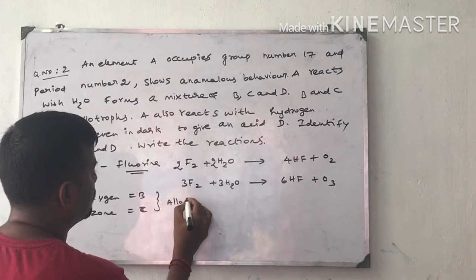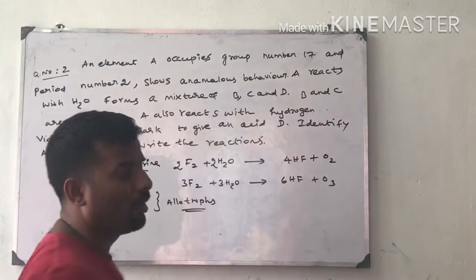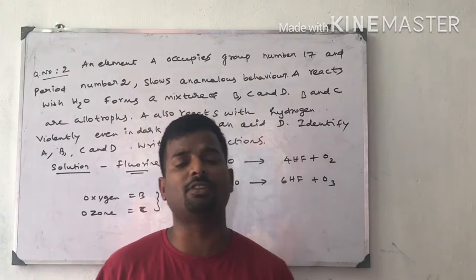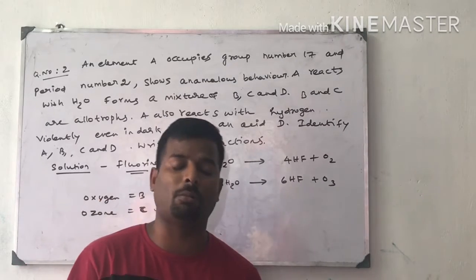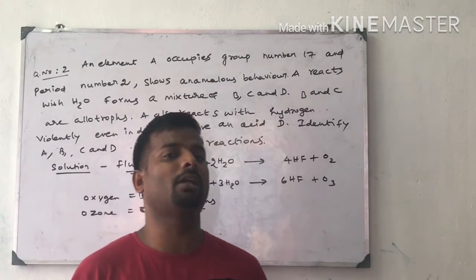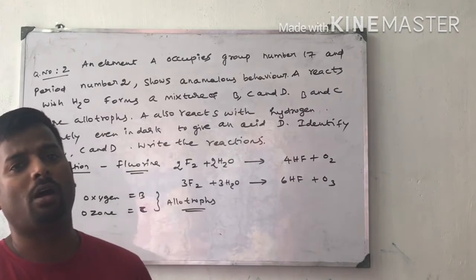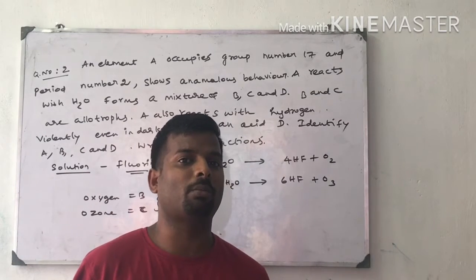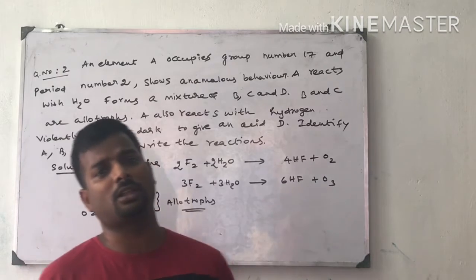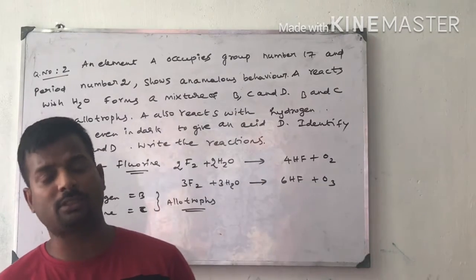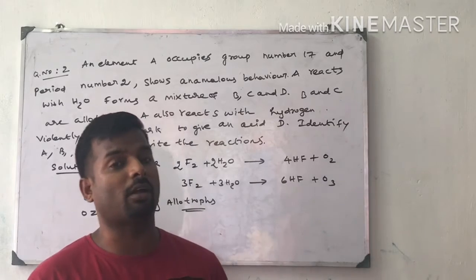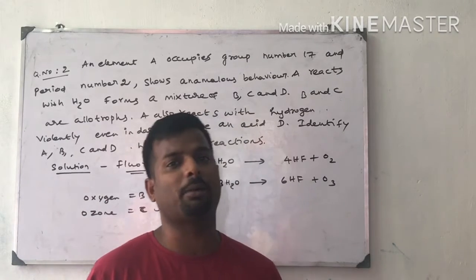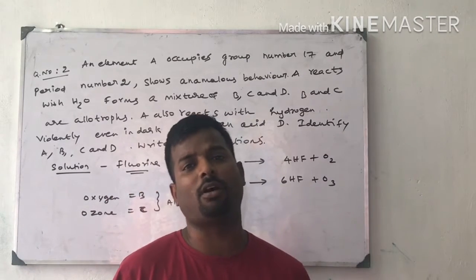Both are allotropes. What do you mean by allotrope? Allotropes have the same chemical properties but different physical properties like density, melting point, boiling point, solubility, refractive index. For example, graphite and diamond are allotropes. Both are made up of carbon, but diamond is the hardest substance while graphite is softer. The density of diamond is far higher than graphite, and its melting point and boiling point are very high compared to graphite. That is the definition of allotropes.